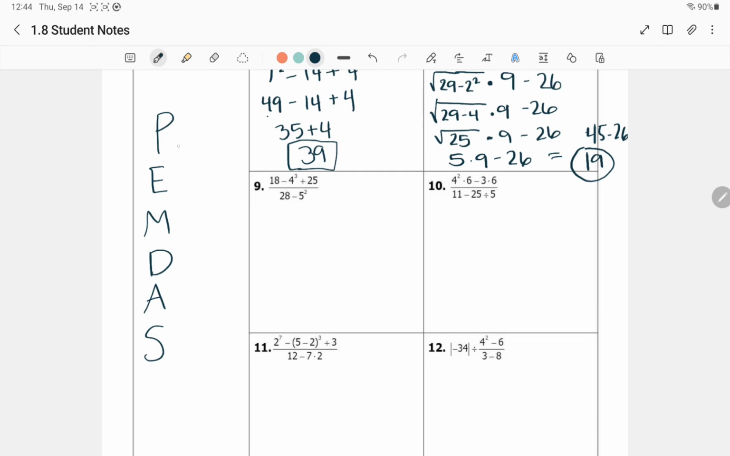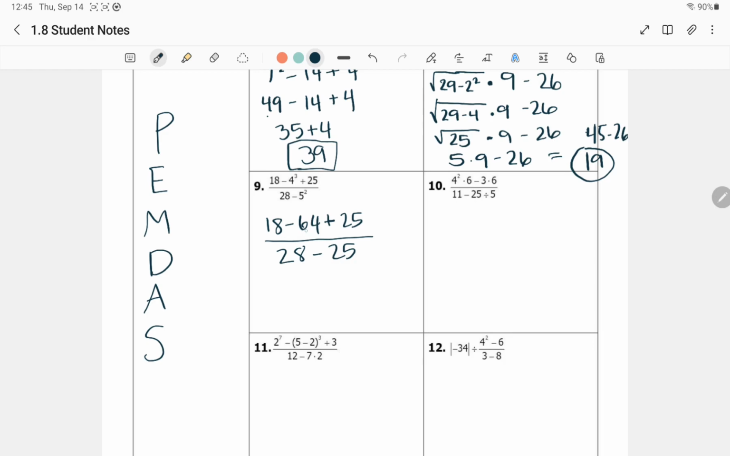We have no parentheses, but we do see exponents. So I'm going to solve those exponents and rewrite this as 18 minus, it's 4 times 4 times 4. 4 times 4 times 4 is 64. So because it's 16 times 4, yep. Plus 25 all over 28 minus 5 times 5 is 25. All right. And now I see things left to right. There's subtraction and addition. I can do them in any order.